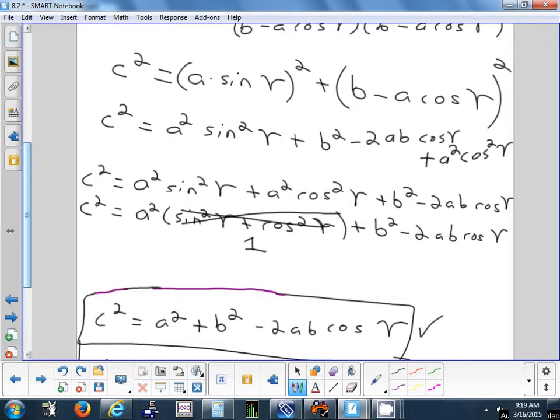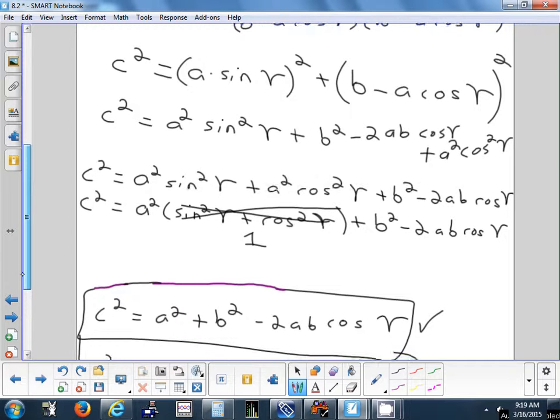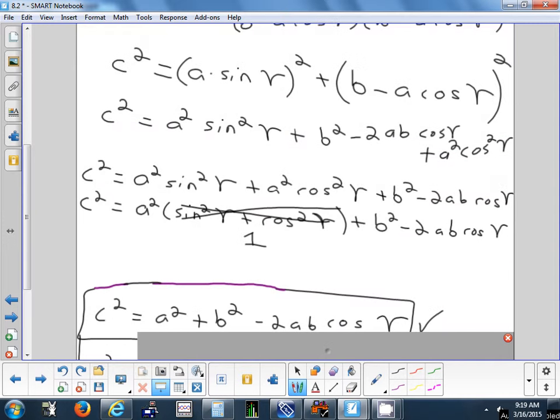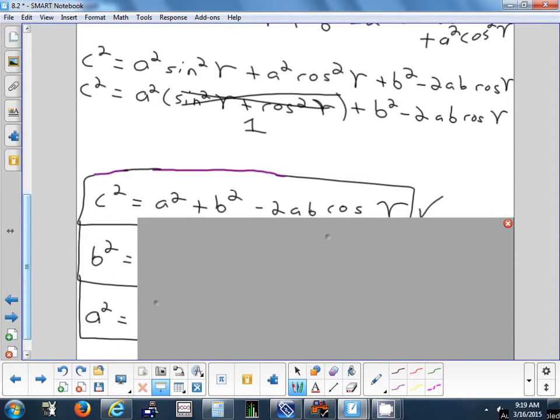But if your angle isn't 90, this part isn't 0. And that's what it's going to be for us today. It'll be something usually that's not 0. There are 3 versions of this law. They're all very similar.